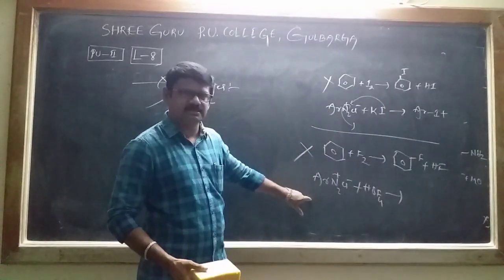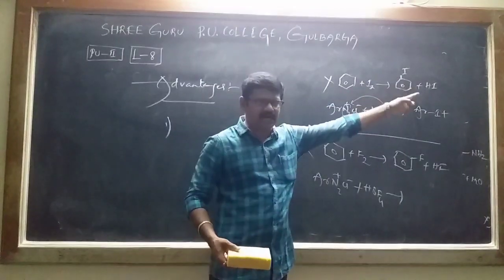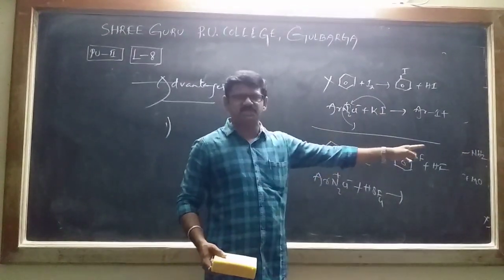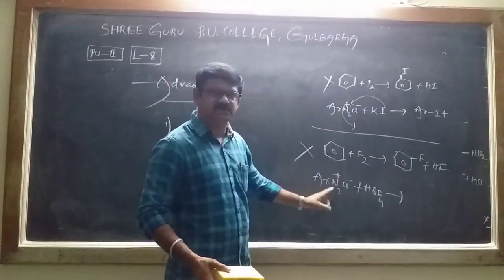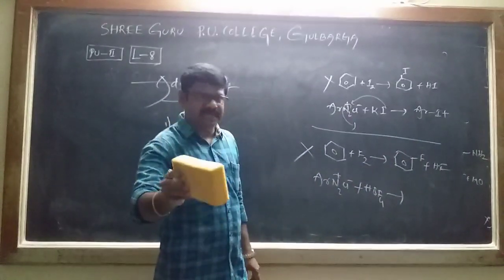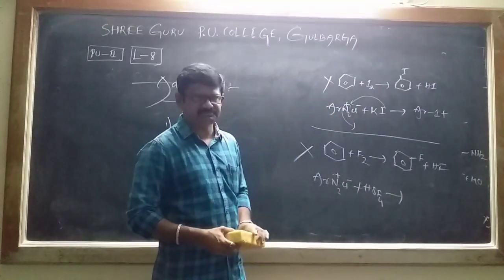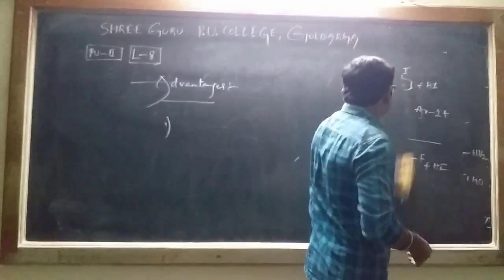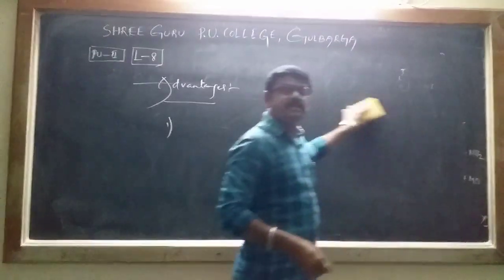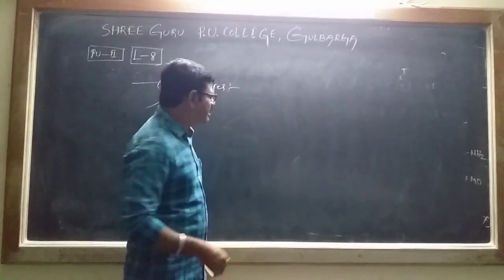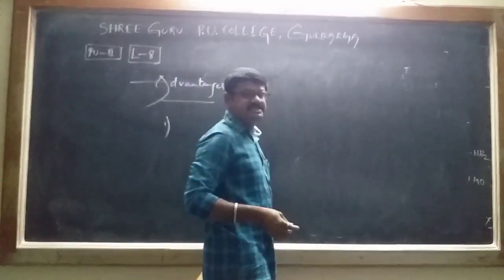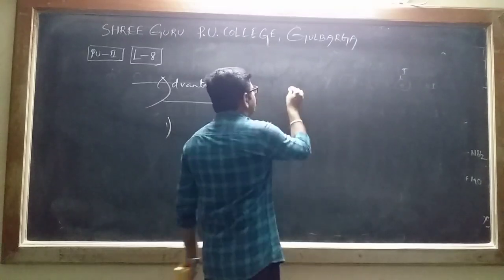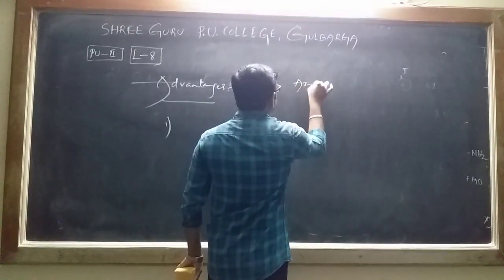Both are advantages. Direct iodination we are not doing. Instead of that, we will use diazonium salt. Direct fluorination also we are not using. Instead of that, we are using diazonium salt to get both the compounds. Right. Next advantage is, with the help of diazonium salt, just now in the Sandmeyer reaction and the Gattermann reaction we have learned, we can prepare from diazonium salt.